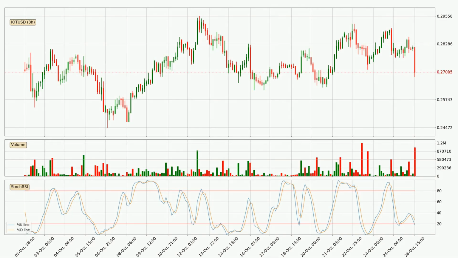Jumping to the 3-hourly Stochastic RSI, the Stochastic RSI currently shows no overbought or oversold conditions, but we can see that the trend is currently going down because the K line is below the D line.